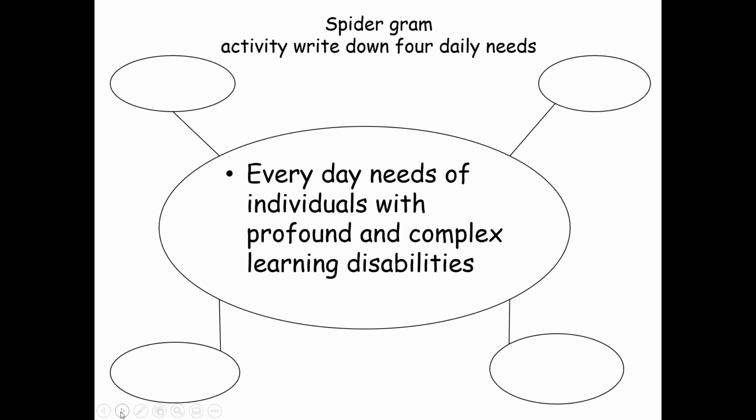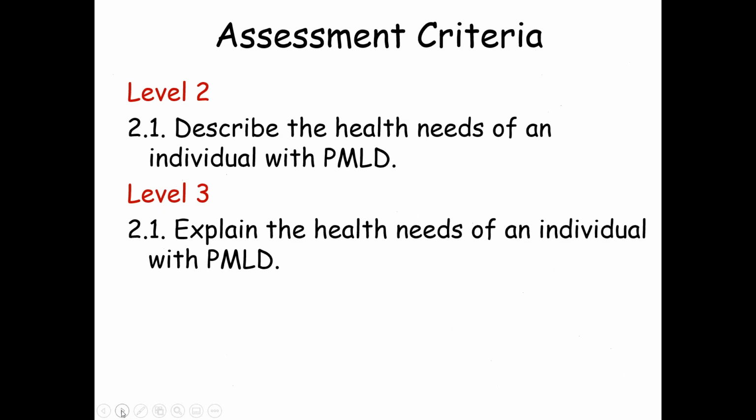So to start with, I want you to think about someone you know and just jot down 4 of their everyday needs, because this will then help you when you're writing your answer. You can talk about those and then talk about them in a little bit more detail. Say what the needs are and how you support someone and what happens if those needs aren't met. So I'll give you a chance to do that and then we're going to move on.